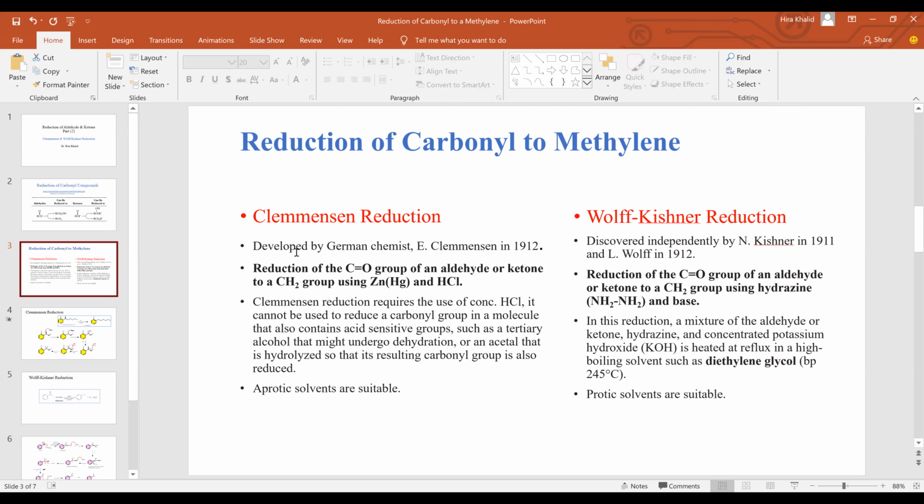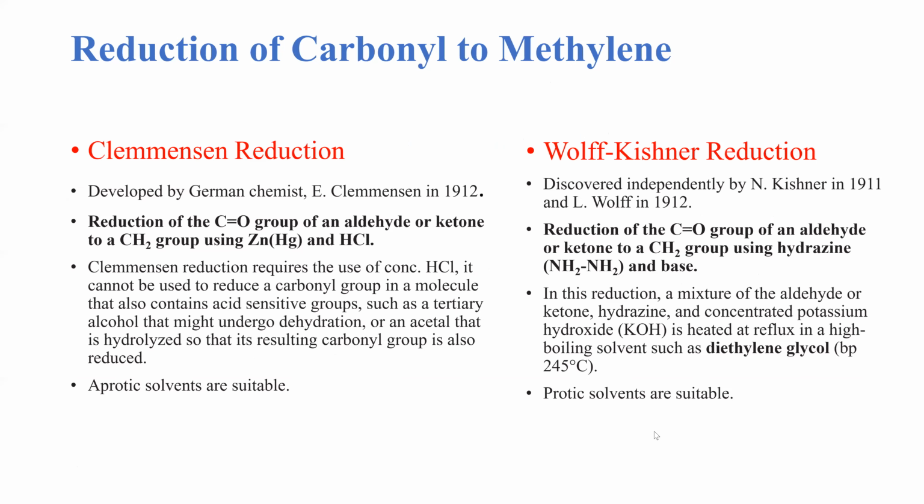So firstly, just look at the Clemmensen reduction. This was developed by German chemist E. Clemmensen in 1912, and it is the reduction of the carbonyl group of an aldehyde or ketone to a CH2 group using zinc amalgam and concentrated acid, which is the HCl. This is the hydrochloric acid.